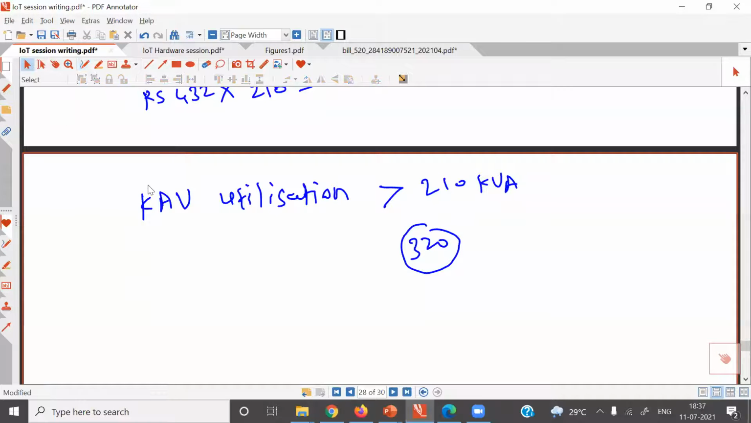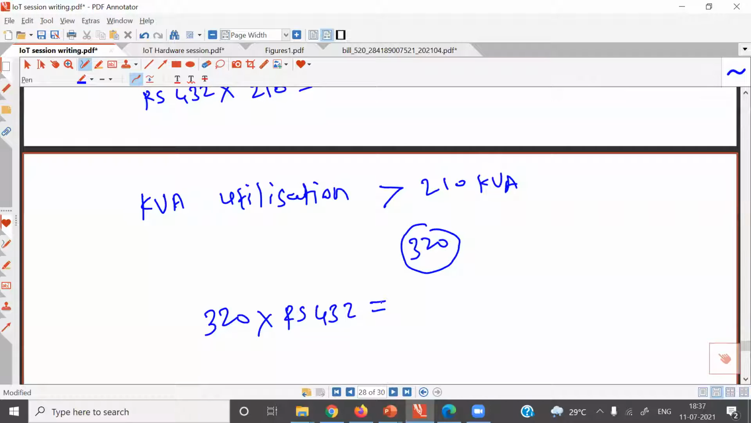And this penalty is calculated like this: 320 multiplied by Rs 432. This is in Maharashtra. In other states, these calculations will be different. So 432 into 320, total it becomes 1,38,240. And whenever kVA utilization is below contract demand, that is below 210, then you are charged 90,720 rupees.